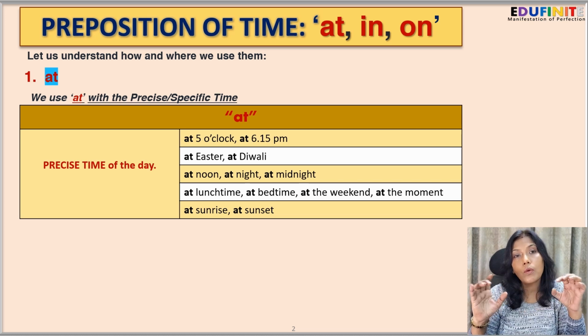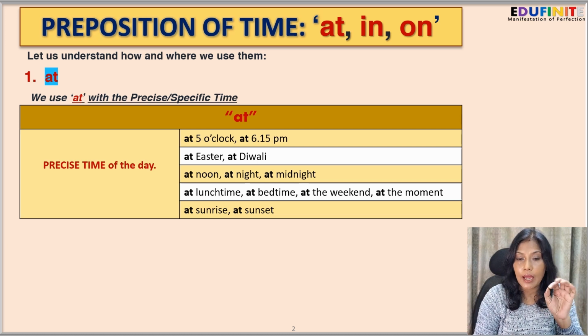Next, throughout the day, there are three specific moments where we use at. Example, at noon. That means exactly 12 o'clock in the daytime. At night. With night only we use at. Next, at midnight. That means 12 o'clock in the night time. So these are all specific times that we pinpoint with the preposition of time at.